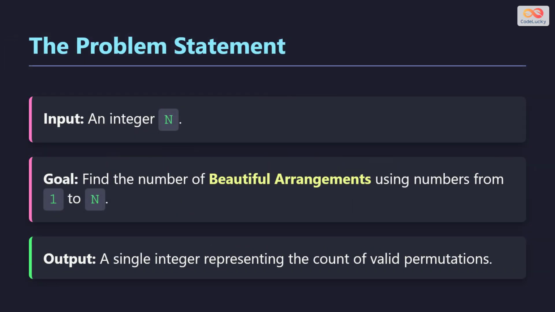Here is the challenge. We are given a single integer, and our goal is to find the total number of beautiful arrangements we can make using numbers from 1 to n. The output should be a single integer representing this count.